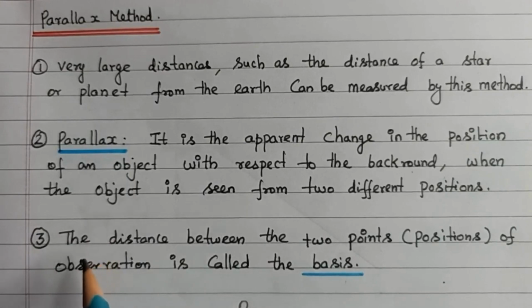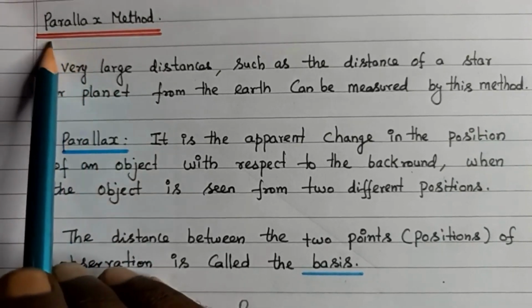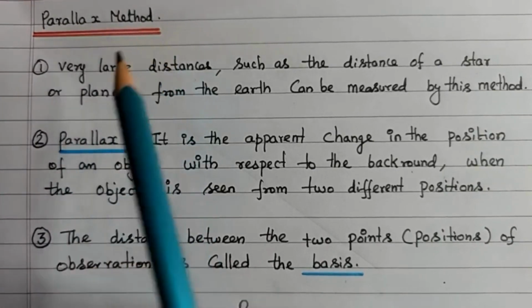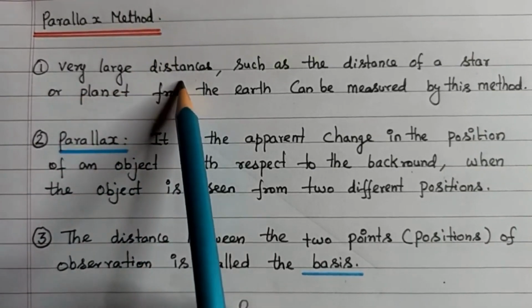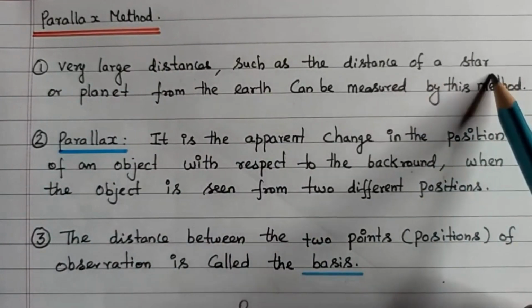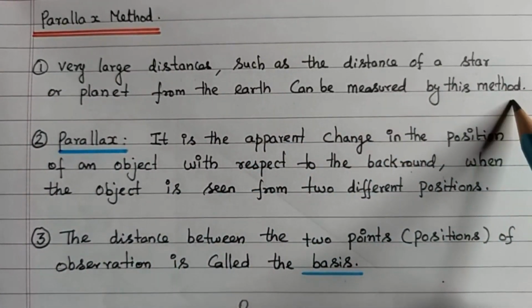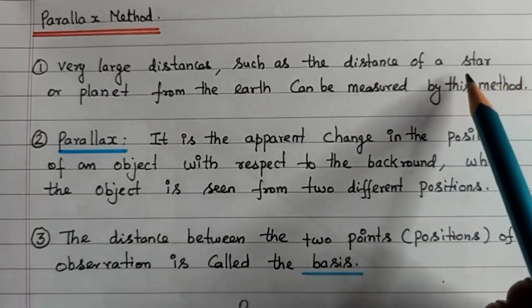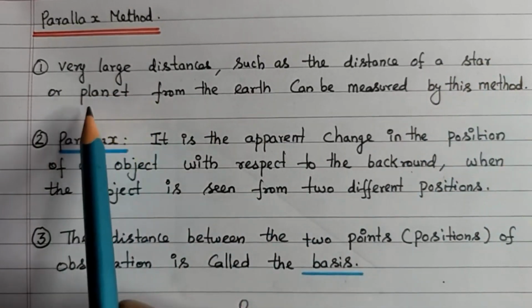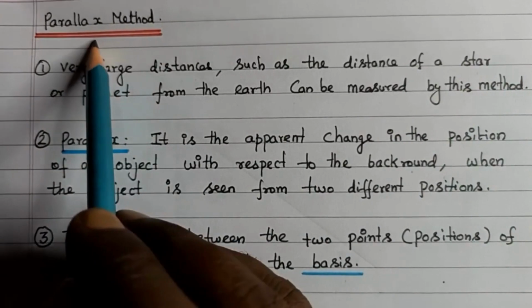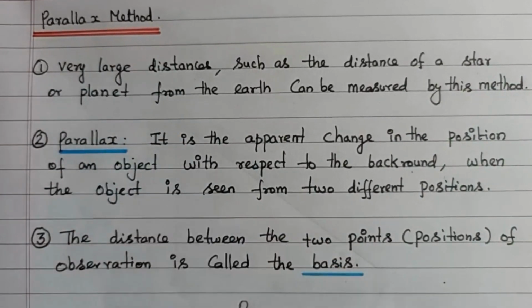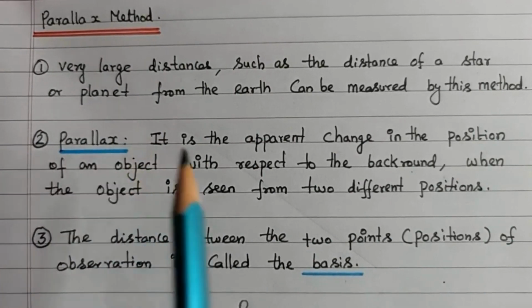11th standard physics, unit 1, nature of physical world and measurement. இப்போ நம்ம பார்க்க போற topic parallax method. Very large distances such as the distance of a star or planet from the earth can be measured by this method. So the distance of a star or the distance of a planet can be measured by this parallax method. இப்போ parallax method அப்படினா என்னன்னு பாப்போம். அதுக்கு முன்னாடி parallax அப்படினா என்னன்னு பாப்போம்.